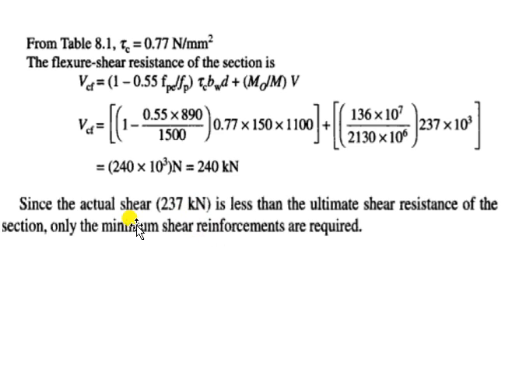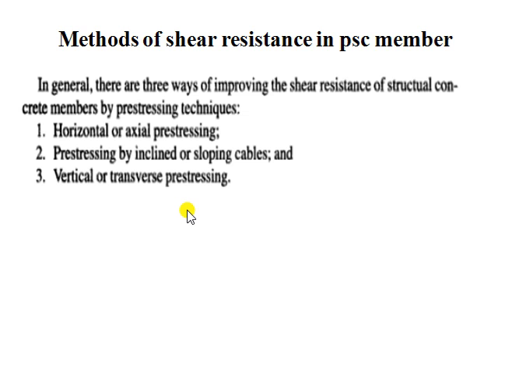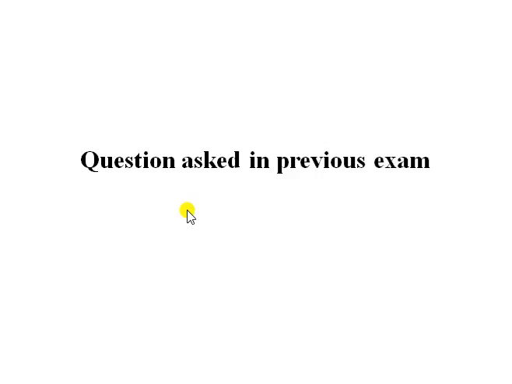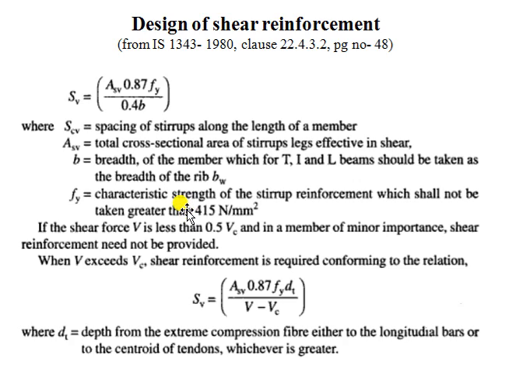Suppose the actual shear acting on the member is 300 kilonewton and the ultimate shear capacity of the member is 240 kilonewton. In such cases, we need to provide shear reinforcement to resist the shear force. Hence, we need to know about shear reinforcement. Shear reinforcement is given in clause 22.4.3.2 on page number 48 in IS 1343 1980.